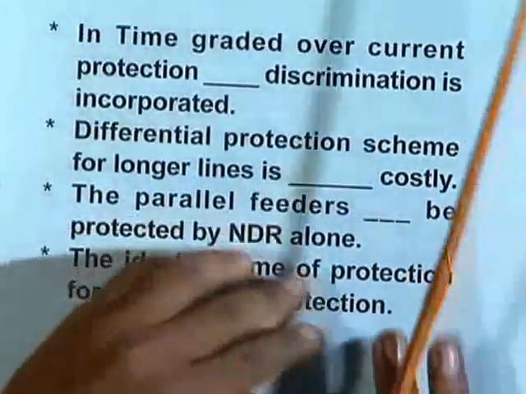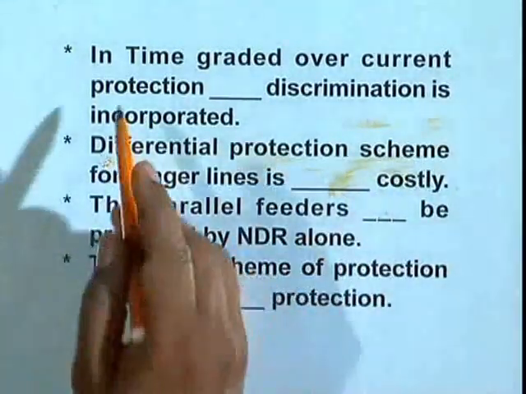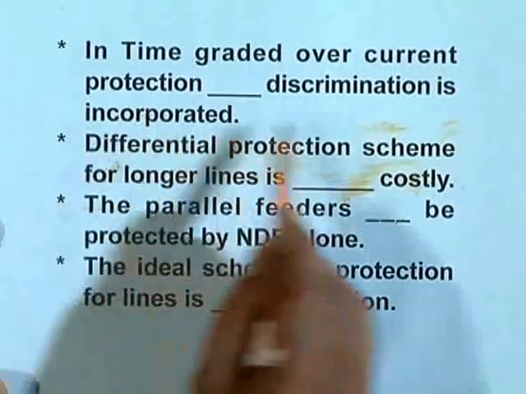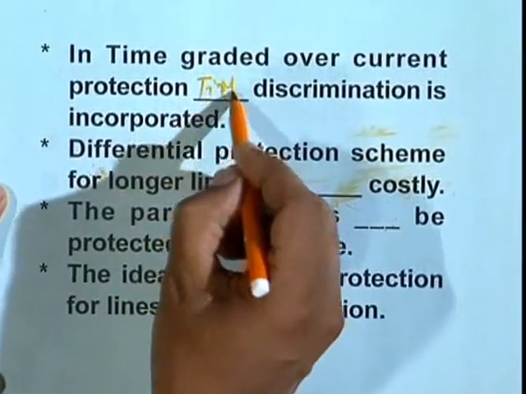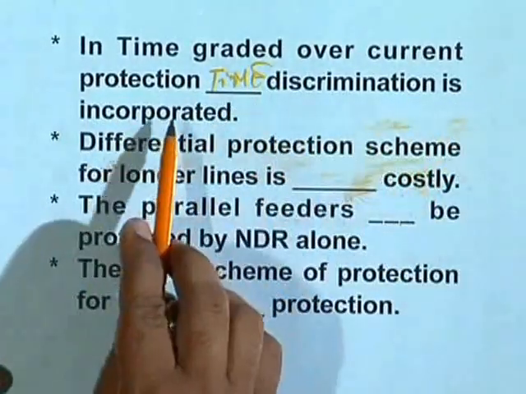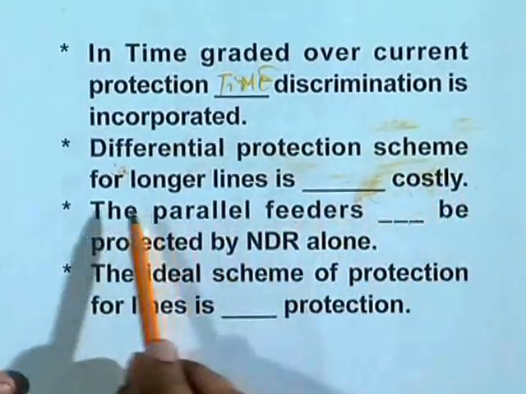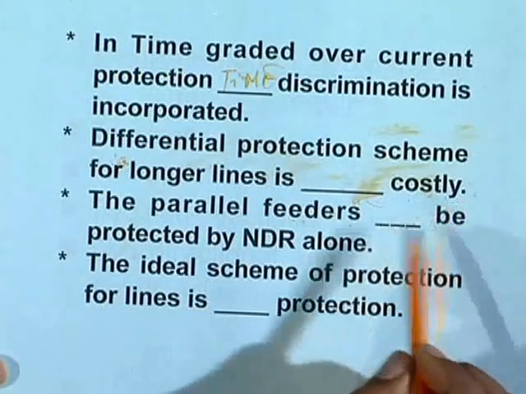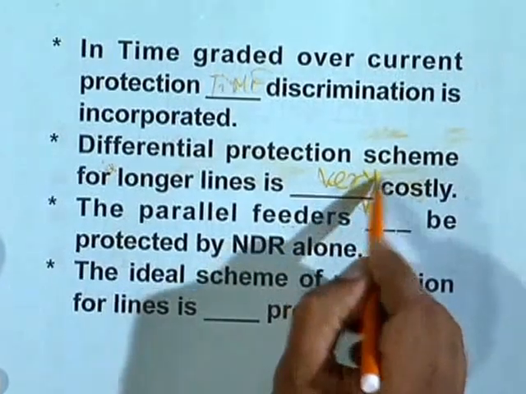Let us have a small question and answer session about this. In time graded overcurrent protection, what type of discrimination is incorporated? Time discrimination is incorporated. Each relay is graded with some time. Differential protection scheme for longer lines is dash costly. I have told you, if you use differential protection for a transmission line, it is very costly.